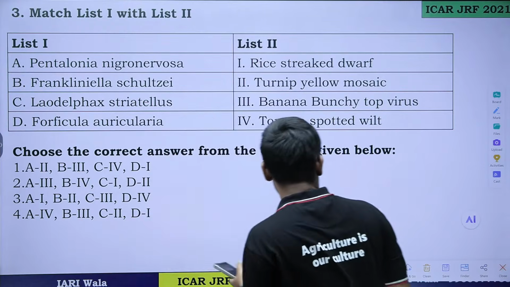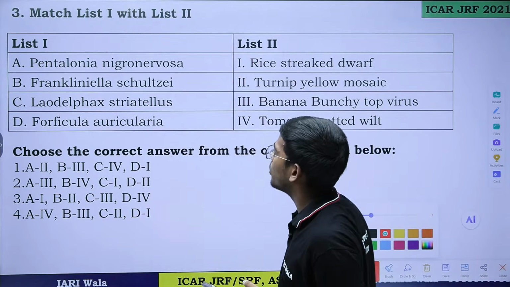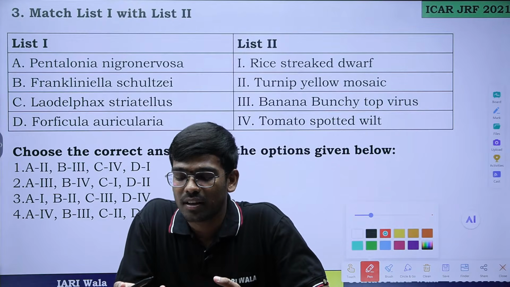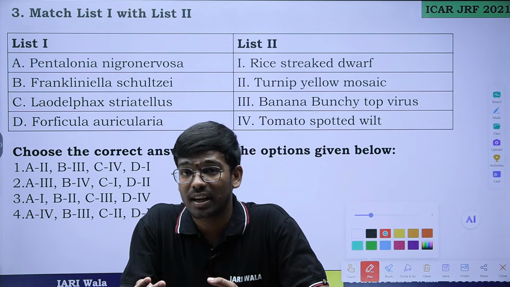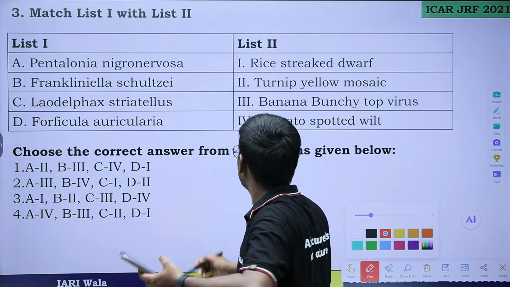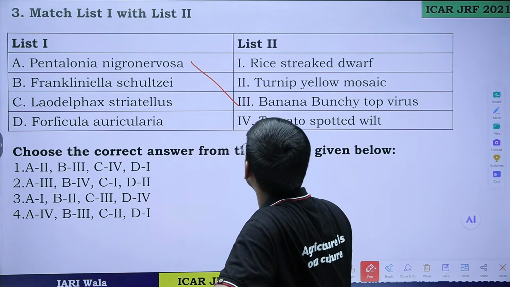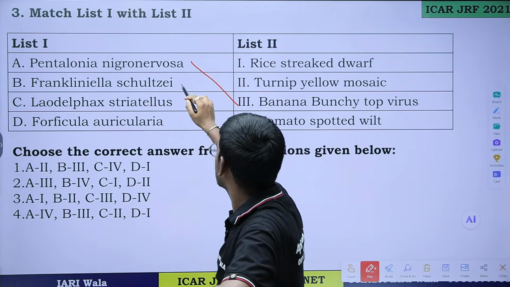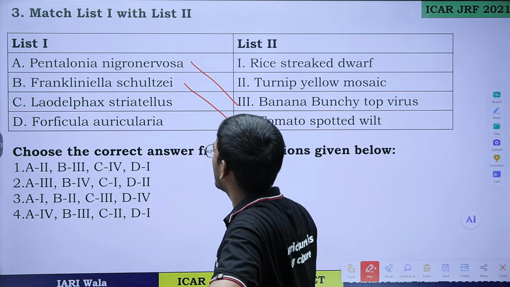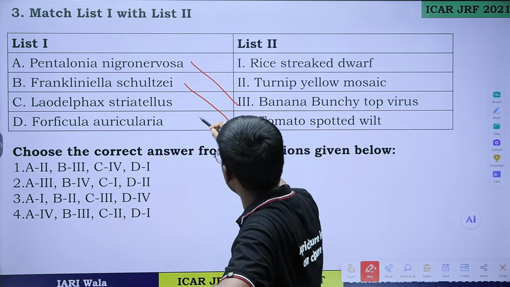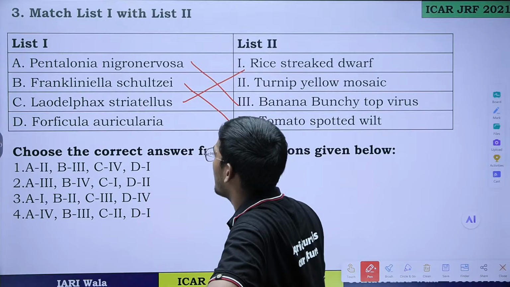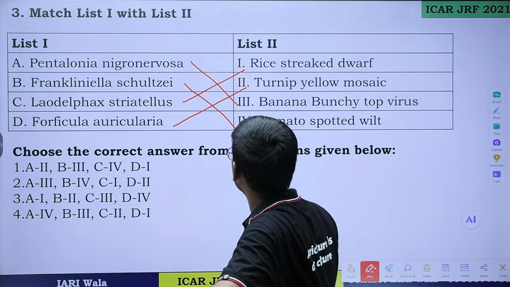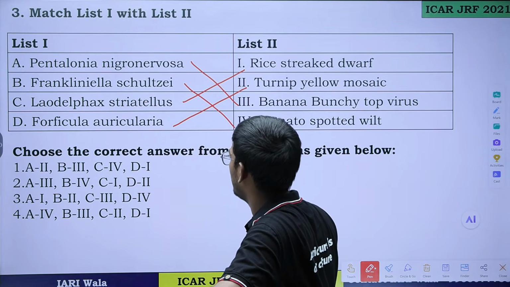So 2 or B, let's check whether it's correct or wrong. Pentalonia nigronervosa is the banana aphid. It transmits mainly 2 diseases: one is banana bunchy top disease and another is katte disease of cardamom. Both these diseases are important. So A goes to 3. The tomato spotted wilt virus is transmitted by thrips mainly, so Frankliniella schultzei. Then Laodelphax striatellus transmits rice streaked dwarf virus, that is correct. And Forficula auricularia is turnip yellow mosaic virus. So A3, B4, C1 and D2.